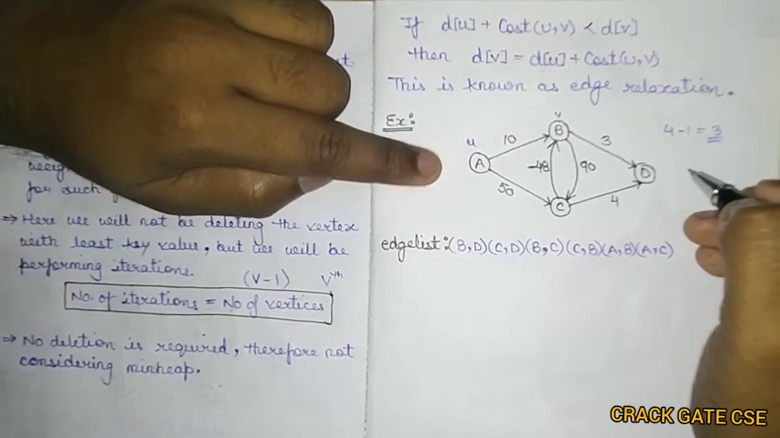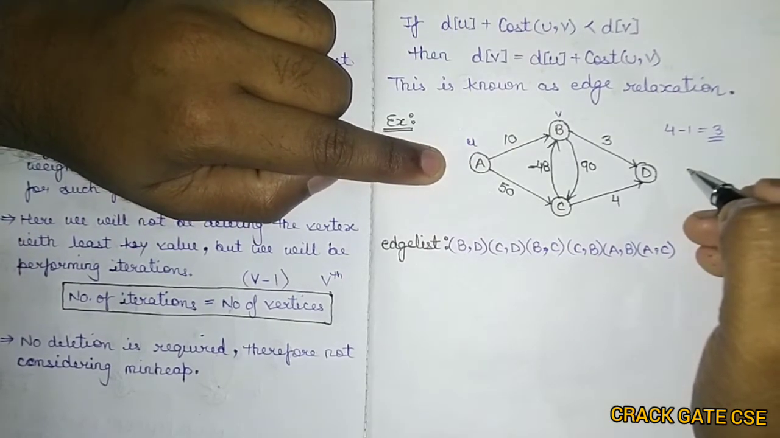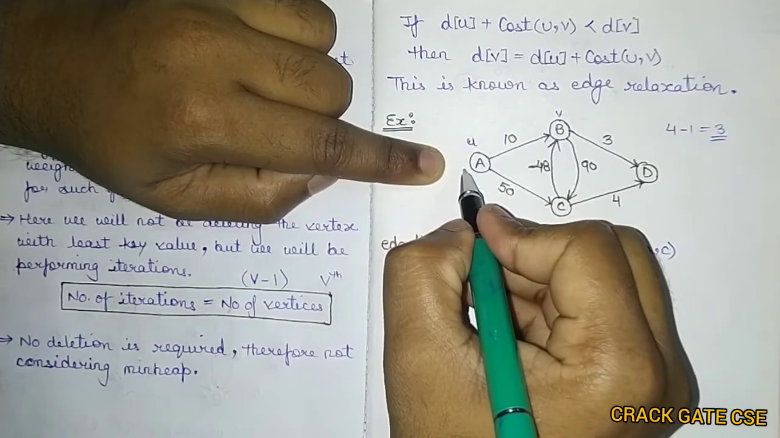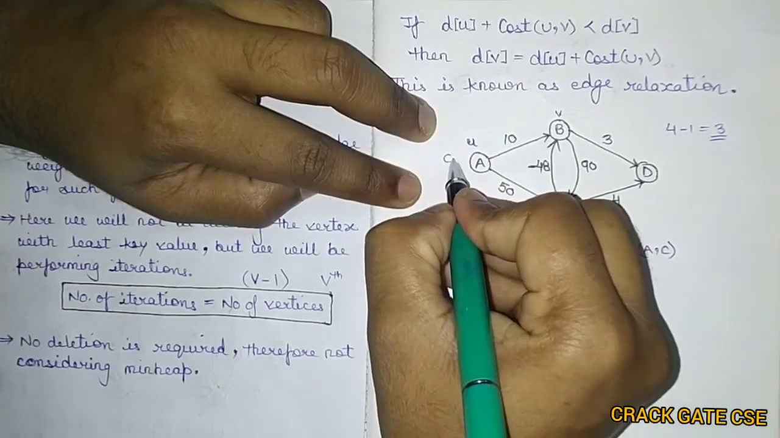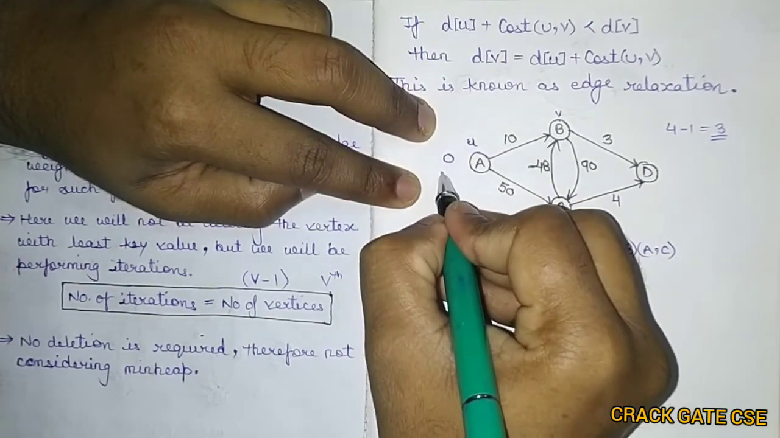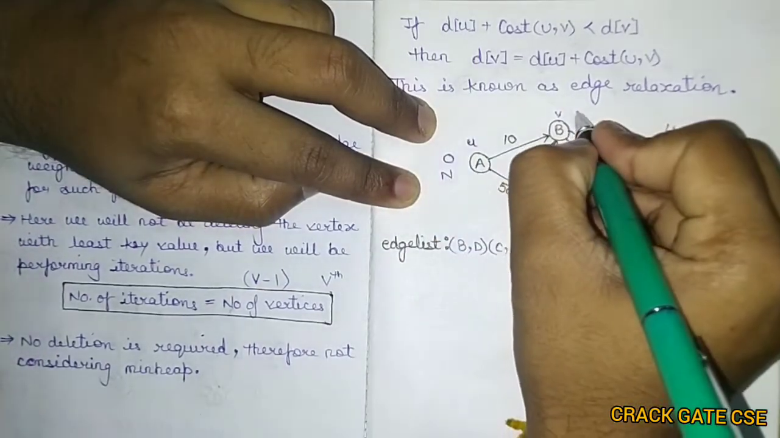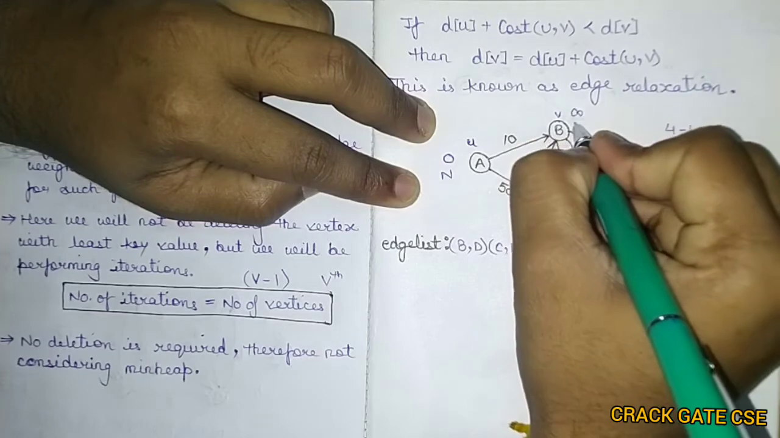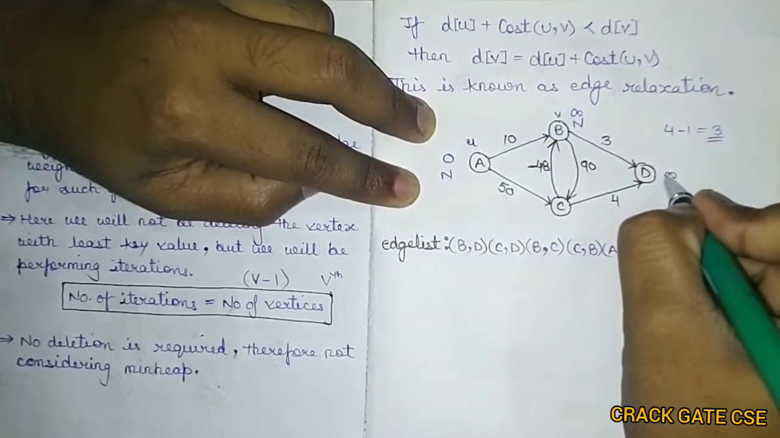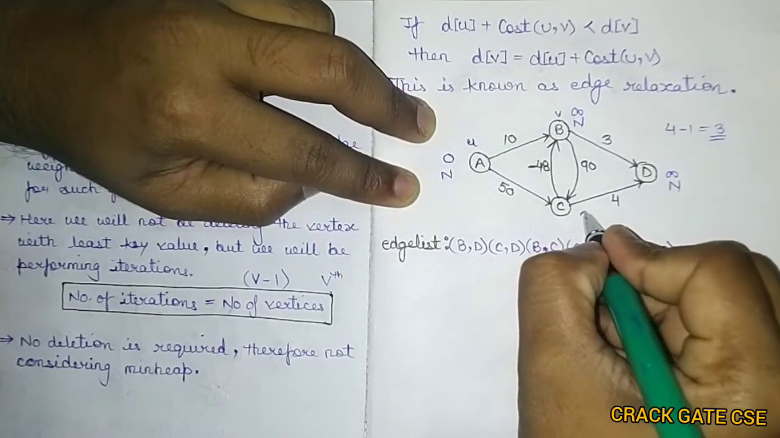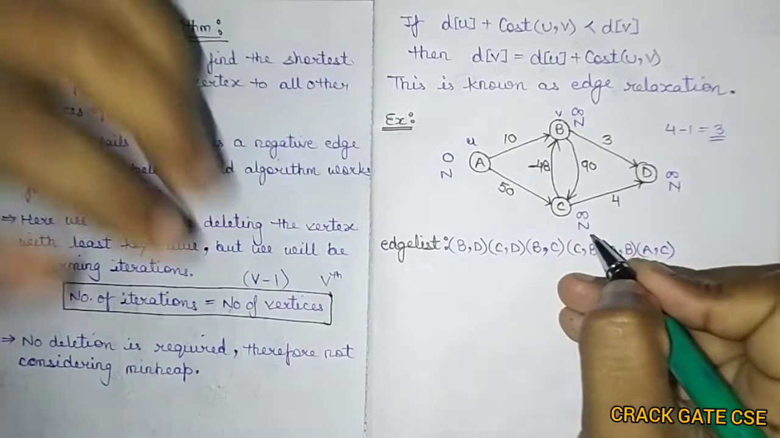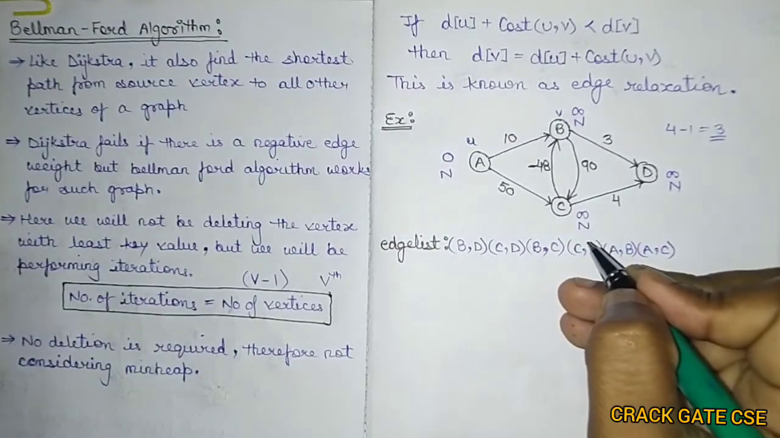Let us suppose that we are starting from vertex A. I will take this value as 0 and the parent as null, and for the rest of the vertices I will take it as infinite and the parent as null. This is how I am initializing. Just consider that I am taking an array and initializing all these values.